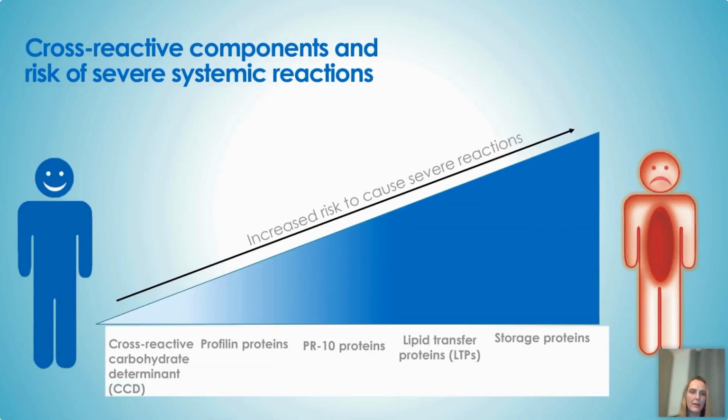Then also the cross-reactive components and the risk of severe systemic reactions. So, for example, the cross-reactive carbohydrate determinant does not normally cause any clinical reactions. But the profilins and the PR10 proteins, which are more heat labile, can cause oral allergy syndrome or oral allergy symptoms. And then the lipid transfer protein or the storage proteins are your more stable proteins, and they normally cause severe allergic reactions.